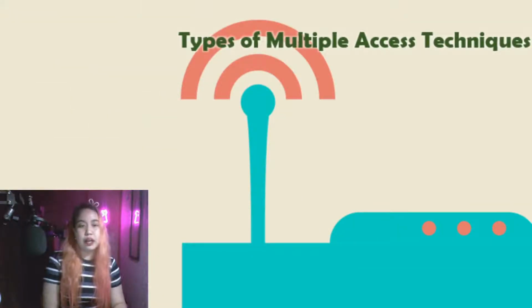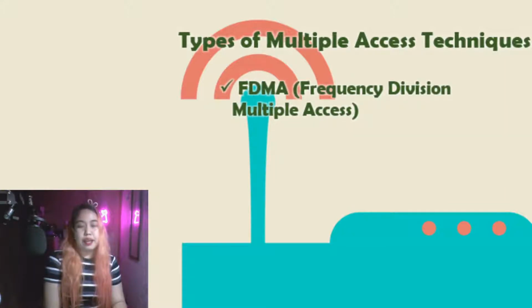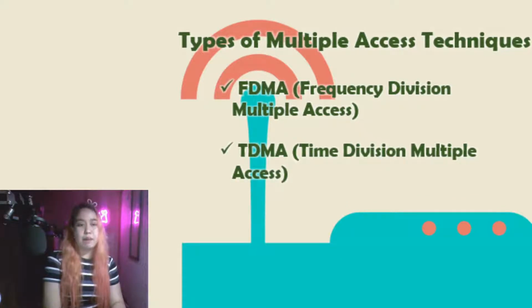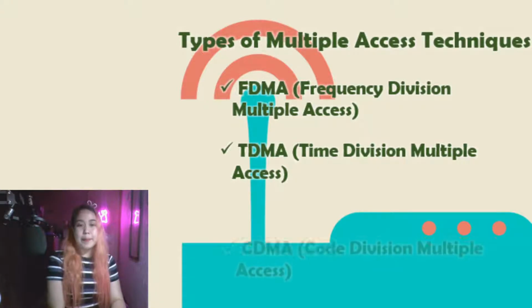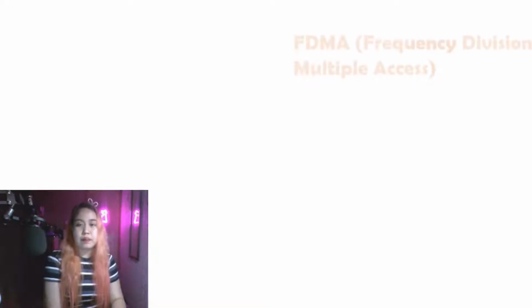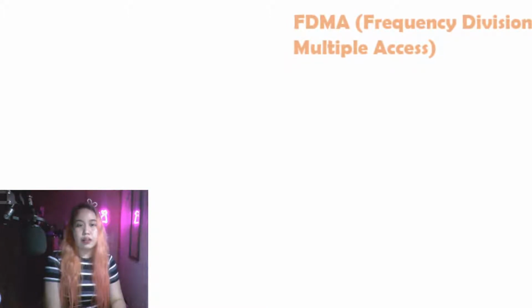The following are the three types of multiple access techniques. First is the FDMA or the frequency division multiple access. Second is the TDMA or the time division multiple access. Last is the CDMA or the code division multiple access. First, let's talk about the FDMA or the frequency division multiple access.